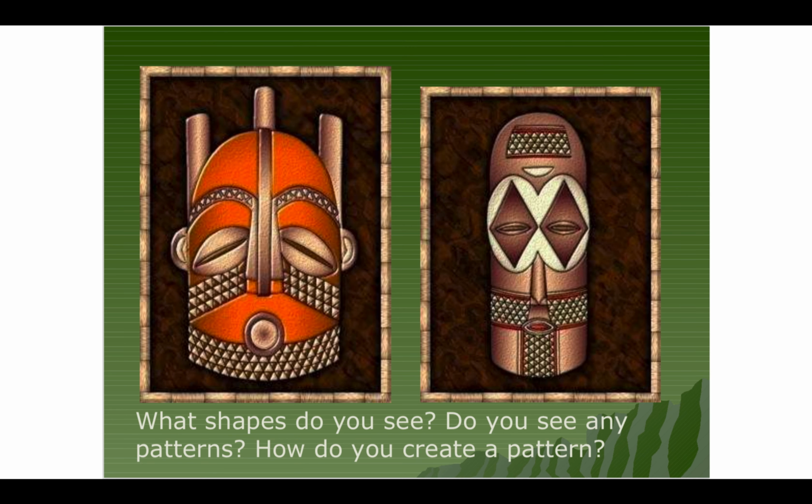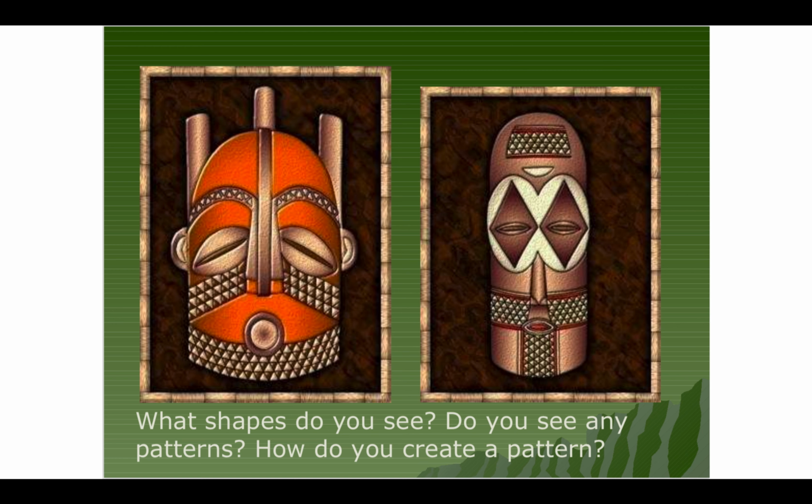So before we get into the details of the masks, I want us to look at the masks themselves. So I want you guys to fill out in your note sheet, what kind of shapes do you see within these masks? Are there any patterns? How do you create a pattern? Like, what is a pattern?